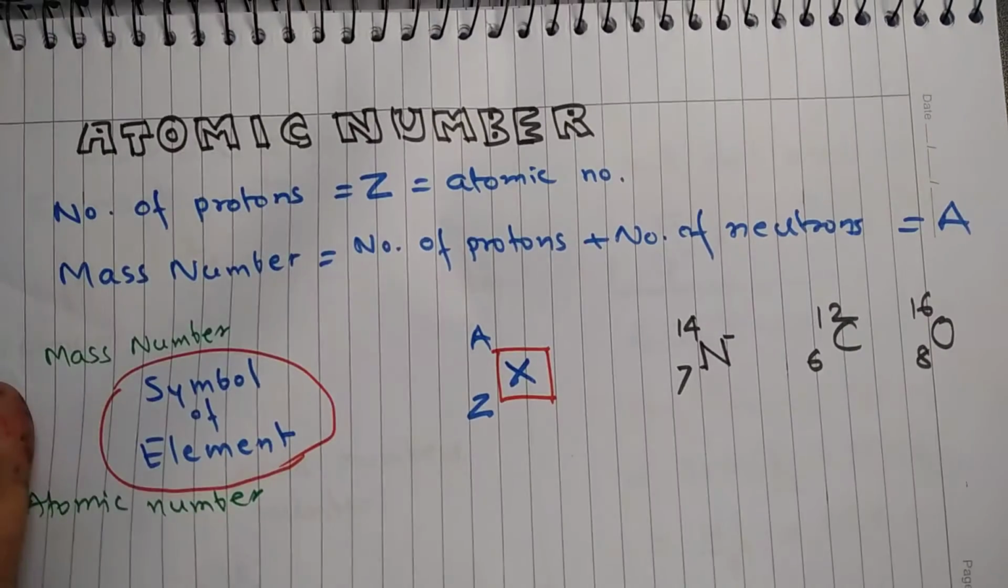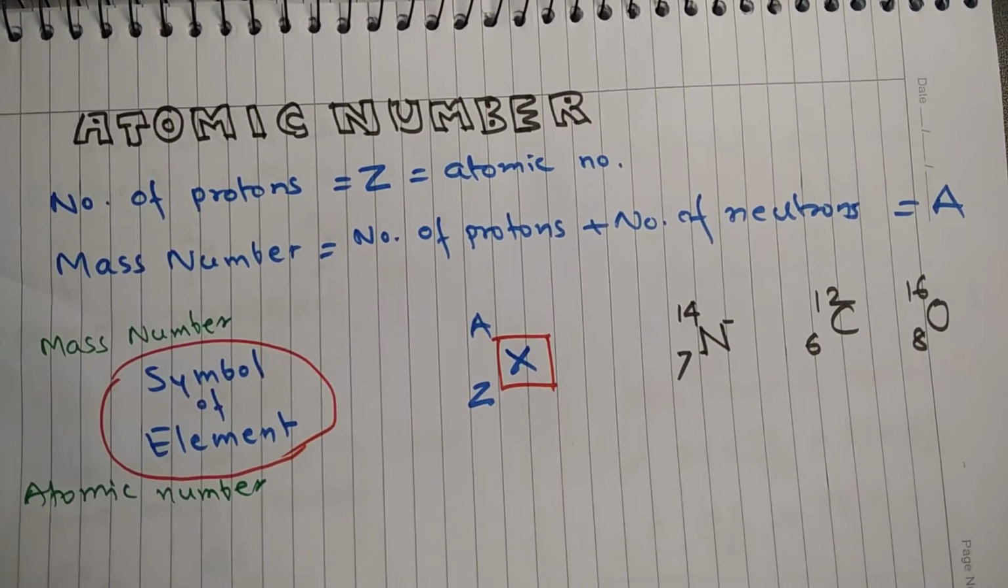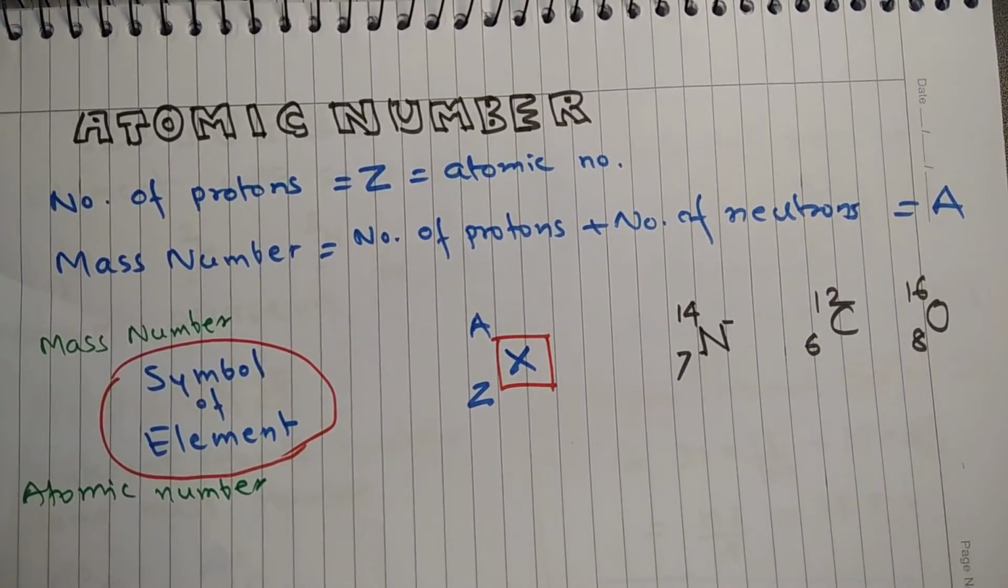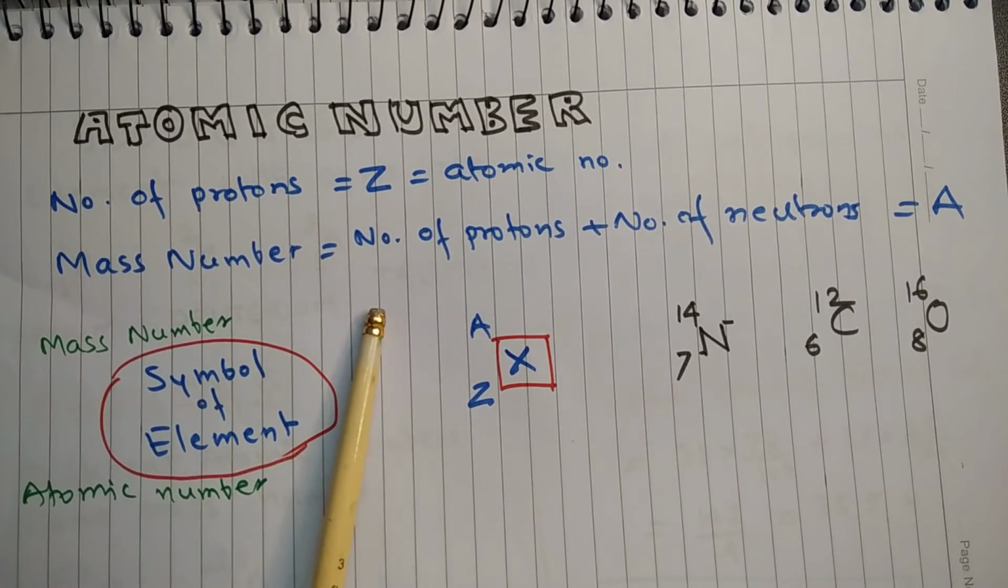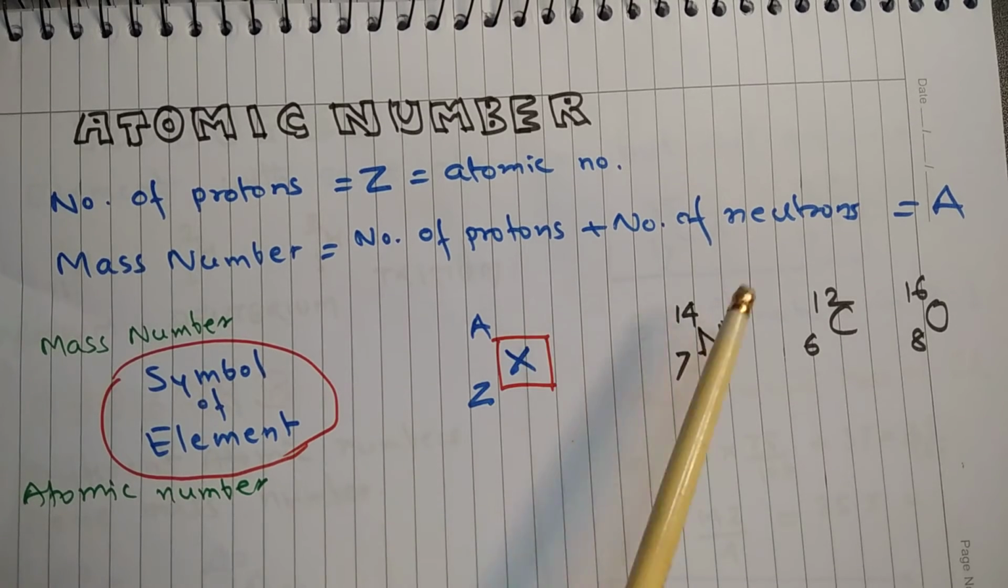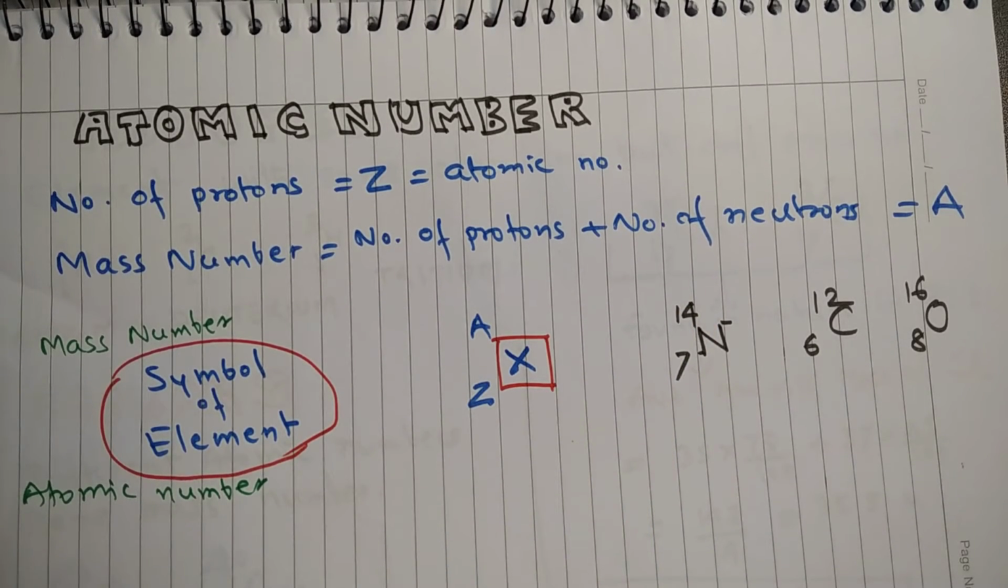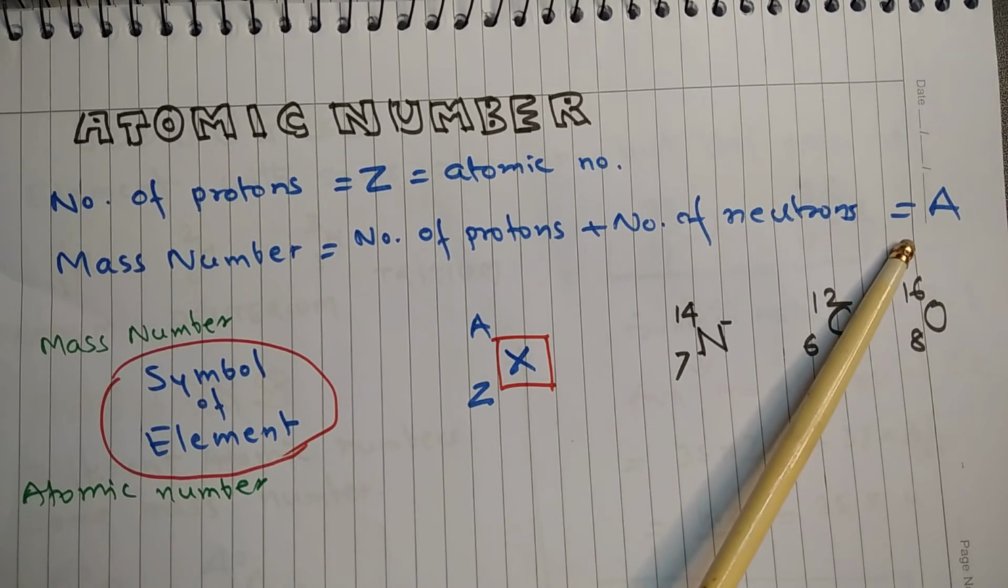Atomic number. The number of protons in an atom of an element is called the atomic number of that element. Atomic number is shown by the letter Z. The mass number is equal to the number of protons plus the number of neutrons, because an electron has 0 mass, but protons and neutrons have 1 unit mass each, and mass number is shown by the letter A.